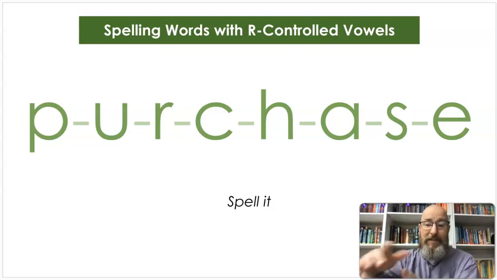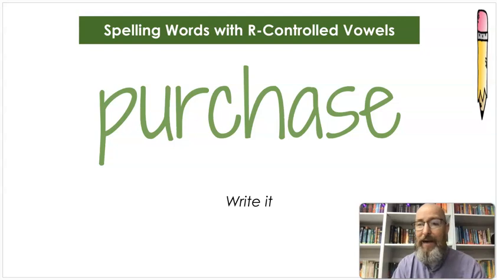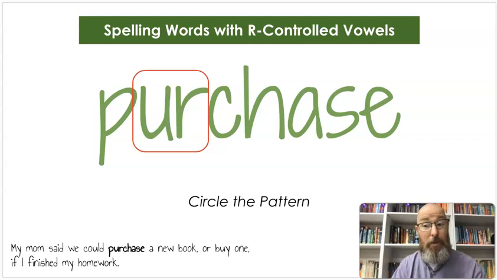P-U-R-C-H-A-S-E. Purchase. And let's write it. P-U-R-C-H-A-S-E. We have a new R-controlled vowel. Did you find the U-R? You got it right. My mom said we could purchase a new book or buy one if I finished my homework. I'd finish my homework for a new book.